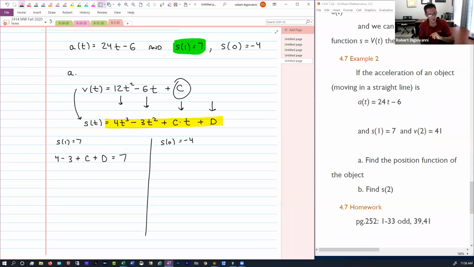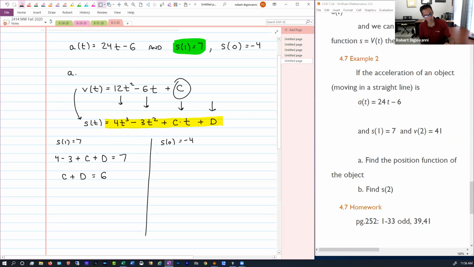Okay, let's go to the other one. I'm going to stop here because, does everyone agree right now that we have C plus D equals 6? So you can just combine the 4 and 3 together, get a 1, subtract 1 on both sides. You get C plus D is 6. You can't solve for C or D. You have an equation with 2 unknowns.